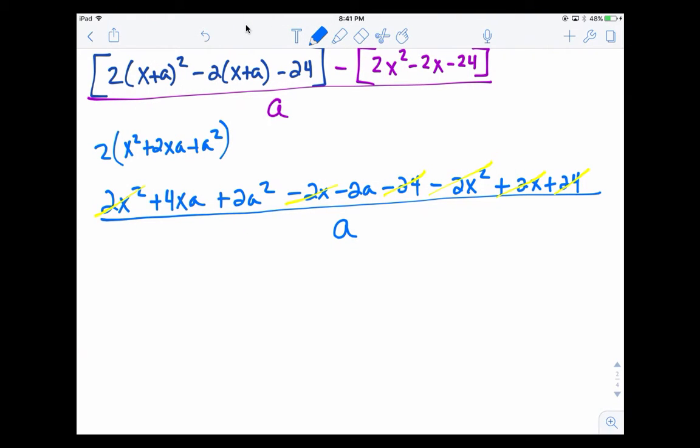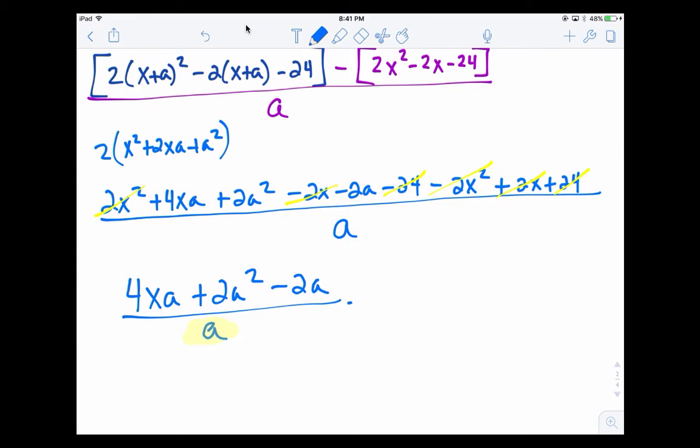Okay, so once you get to here, you have 4xa plus 2a squared minus 2a divided by a. Now I remember from the quiz, a lot of you guys kind of stop there. You want to keep going, right? You want to try and get rid of this a term that you have out of the denominator. You want to get rid of them.